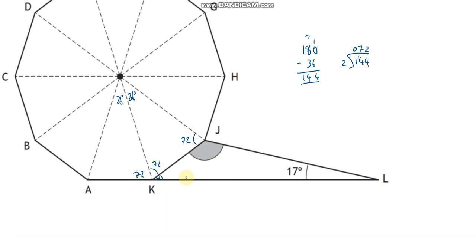Well, angles in a straight line add to 180. So I'm going to say that 72 plus 72 is 144, and 180 take away 144 is 36. This angle, therefore, is going to be 180 take away 36 plus 17. 36 plus 17: 7 and 6 is 13, that's 5, so take away 53. I have to borrow, 7 and 1. That'll give me 7, 2 and 1. So it's 127 degrees.